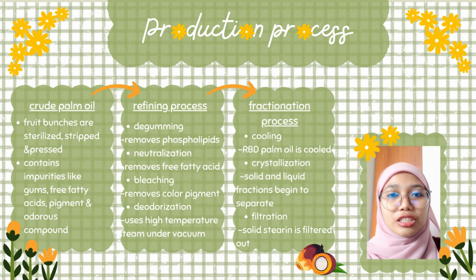Step 3. Fractionation process. To separate RBD palm oil, the oil undergoes fractionation, a physical modification process. First, the RBD palm oil is cooled slowly and carefully. As it cools, the oil begins to crystallize, separating into liquid and solid parts based on melting point. Then, filtration is used to remove the solid portion, known as palm stearin. What remains is the final product: RBD palm olein, the clear golden liquid commonly used in cooking oil, deep frying, and food processing.